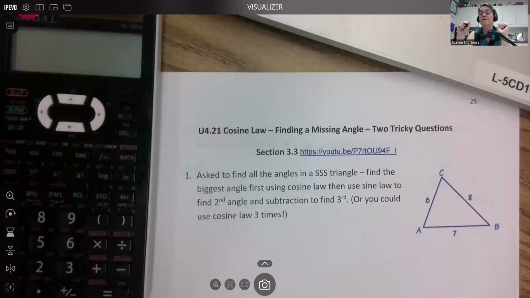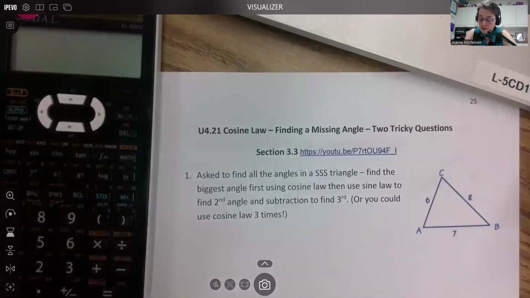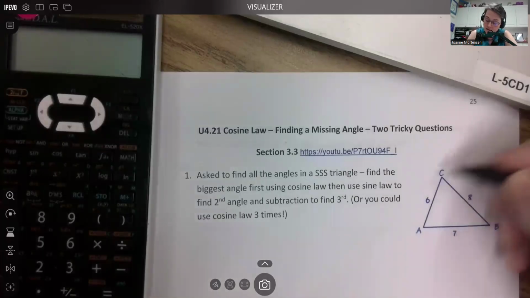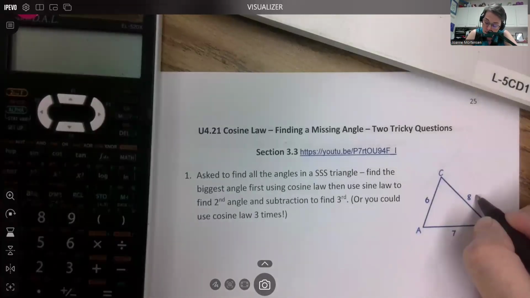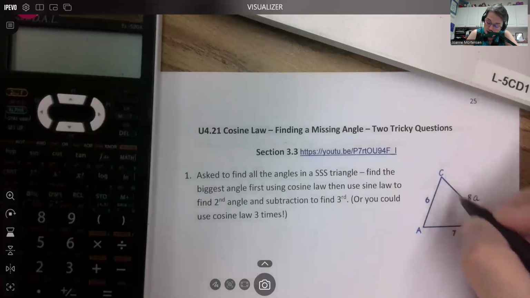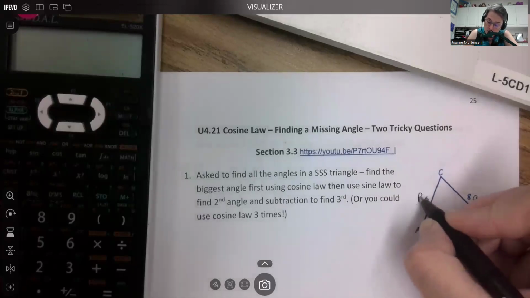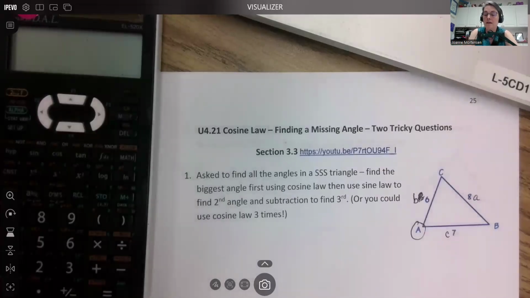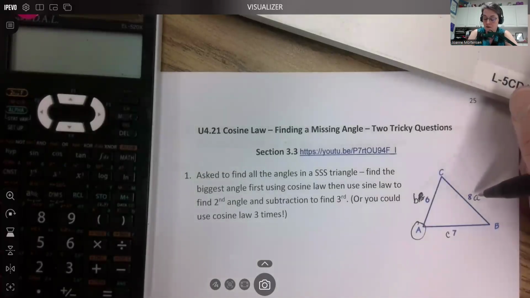So I'm probably going to use the cosine law once, and then I'll use the sine law the other 2 times, and I'll explain why, because there is a cheap and easy option. Anyway, here's our triangle, and I've got sides that are 8 and 7 and 6. This is little c, and this is little b, whoopsies, lowercase b. I know that angle A is going to be the biggest one, because this is the biggest side. So let's start there.